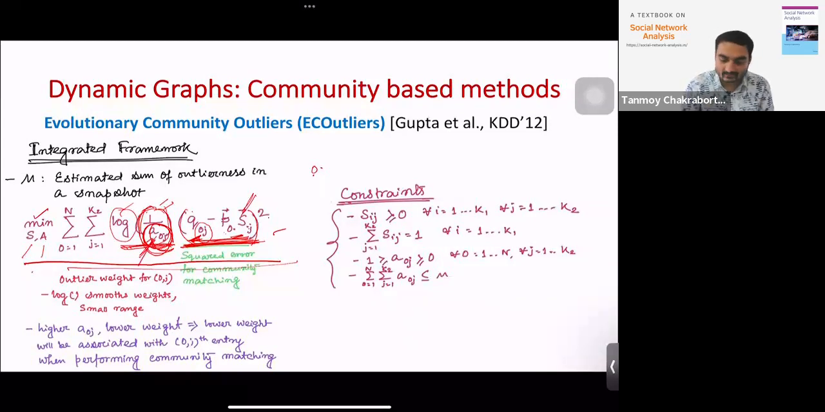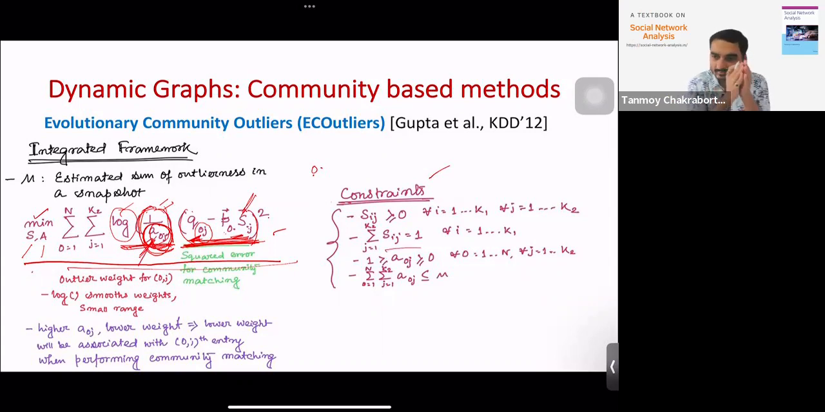What are the constraints? The constraints I've already mentioned. The first constraint is that this S matrix which you want to learn, the entry should be greater than or equal to 0. There should be no negative entry, because what is S? S is the correspondence matrix, K cross K. You see the similarity between one community at x1 to another community at x2. The similarity cannot be negative.